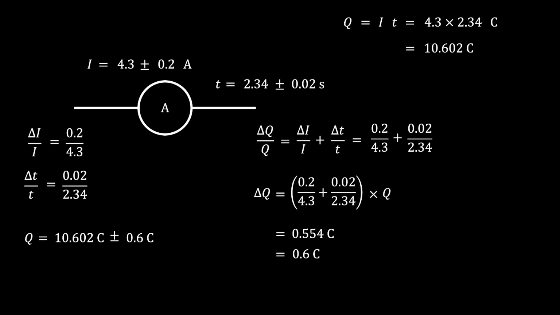And now we have to write the value of Q to the same number of decimal places as the uncertainty. And if we do this, we will have Q equals 10.6 plus or minus 0.6 Coulomb.